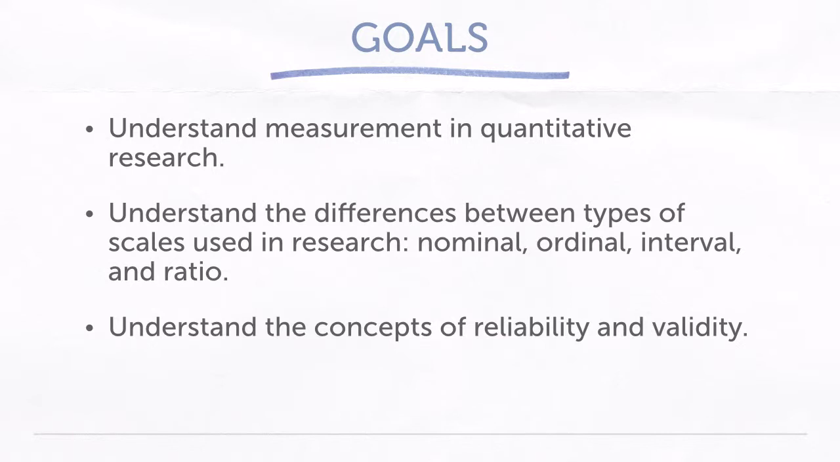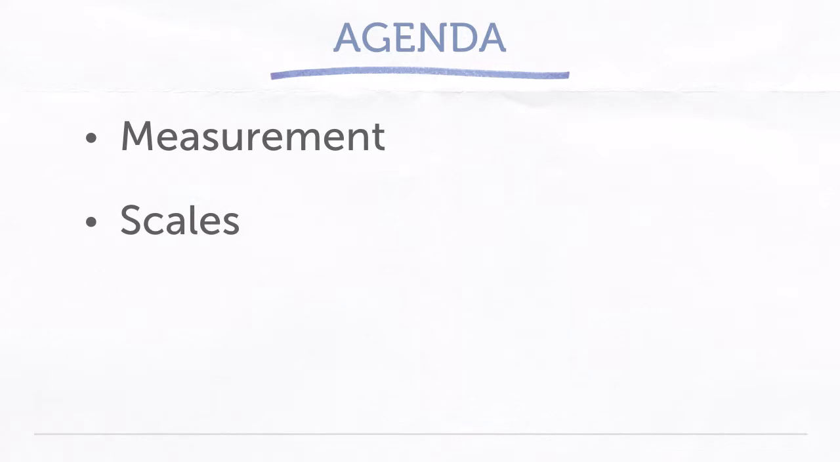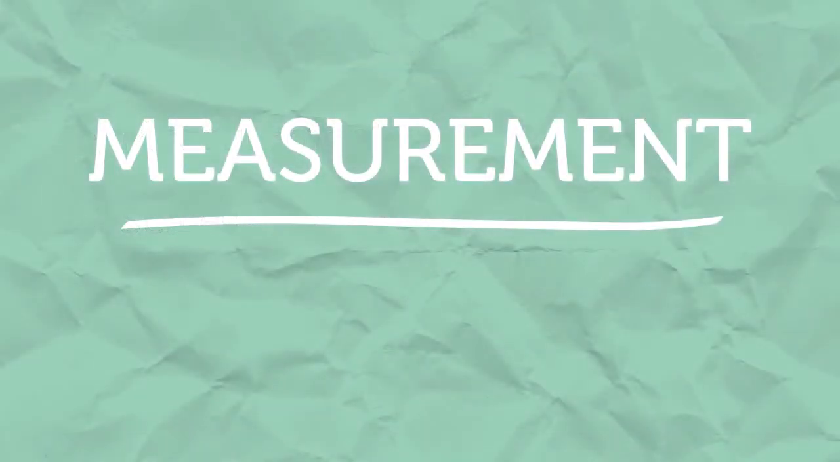that you understand the differences between types of scales used in research, nominal, ordinal, interval, and ratio, as well as understanding the concepts of reliability and validity. To that end, we're going to focus on measurement overall and what measurement is, and then we're going to talk more about the scales and go in depth with both of those things. So let's begin with measurement.